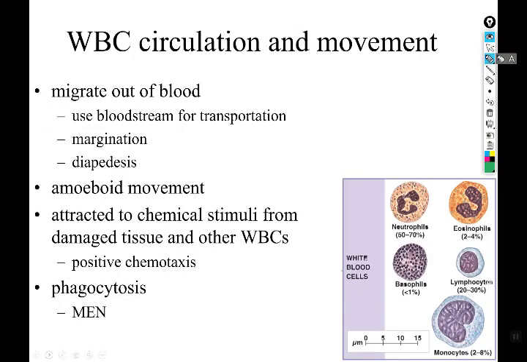So the process of them migrating out of the blood is called diapedesis. And before that, they do something called margination, which is just a fancy way to say ordinarily these cells, as they're traveling in blood vessels, avoid the vessel wall, but during margination they stick to the wall. And they move sort of like amoebas, so they're going to extrude their cytoskeleton inside of their membrane and sort of push their leading edge out.